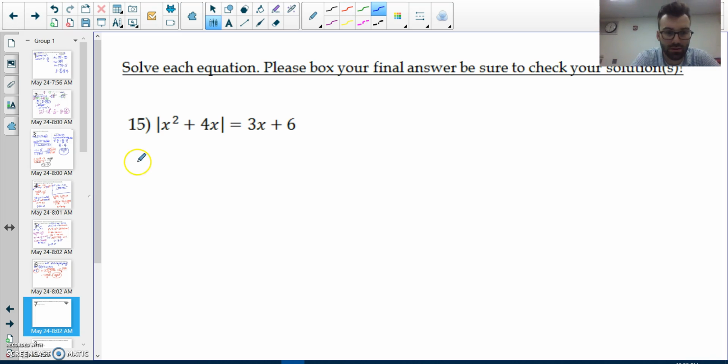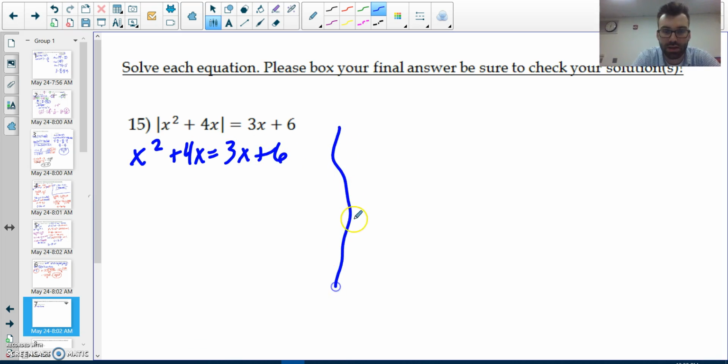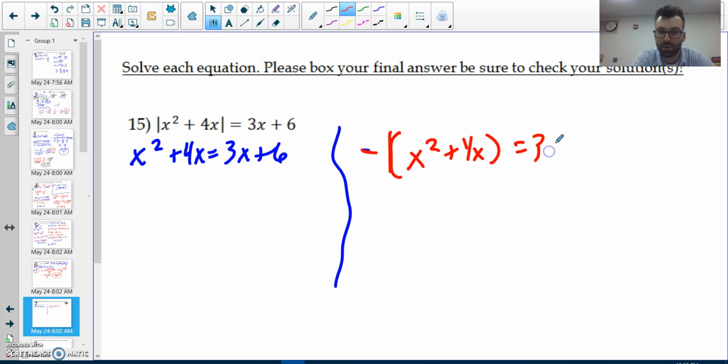Absolute value. First off, I'm going to have a positive. Remember, with absolute values we have to solve twice, because if I take the absolute value of positive 4, I get 4, and if I take the absolute value of negative 4, I get 4 as well. So I also have to consider the negative of my bars. But I'm going to do the positive first, and then I'll come back to the negative.